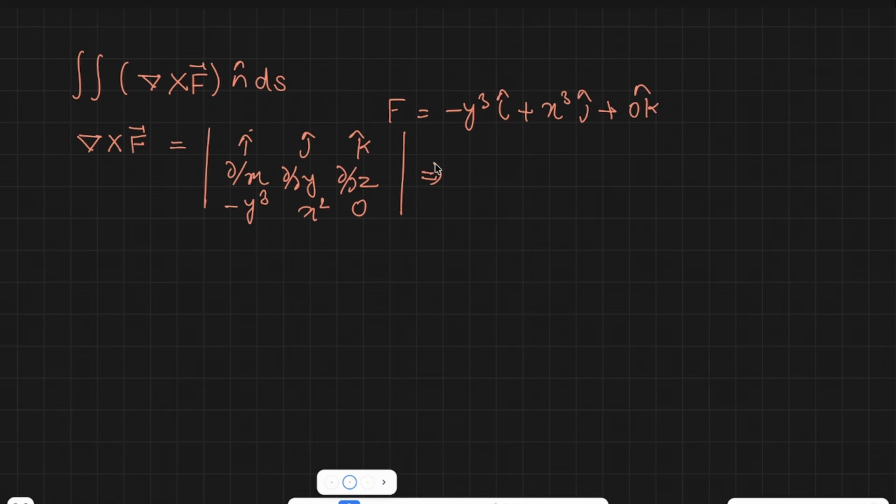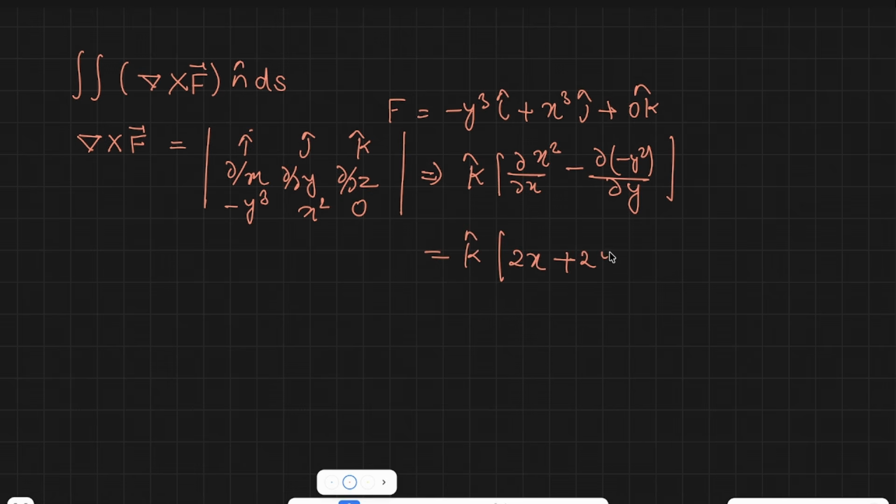So simple, the i coefficient will be 0, the j coefficient will be 0, only the k coefficient will be there, that is 3x square plus y square. Let me check. Once I solve this, this is dou by dou x of x cube, and minus dou of minus y cube by dou y, which is 3x square plus 3y square.